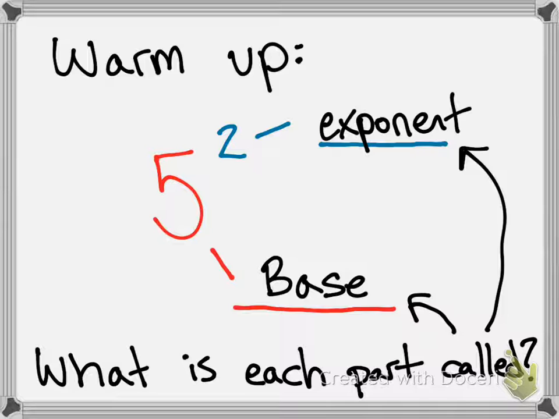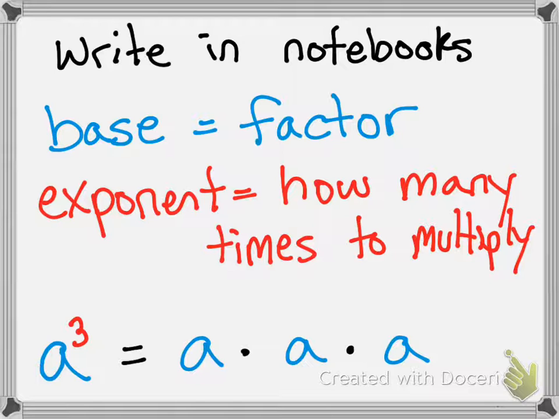We're dealing with that. So I need you guys to write this down. The big number is our base and our small number is our exponent or the power. Now, this is important. Our base is the factor and our exponent is how many times we're going to multiply that factor. So if we had a to the third power, that would be a times a times a, 3 times. So it's our factor, how many times? The base is our factor.